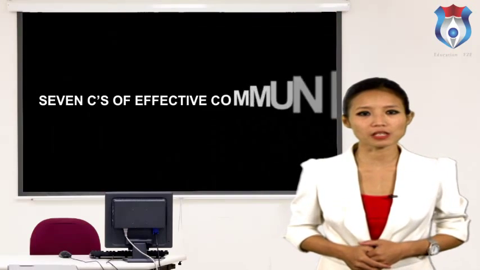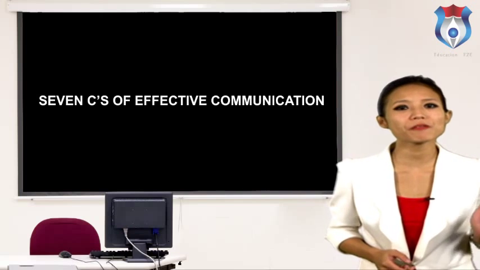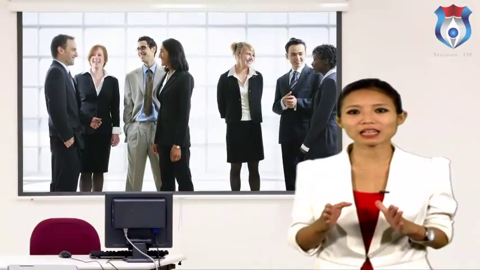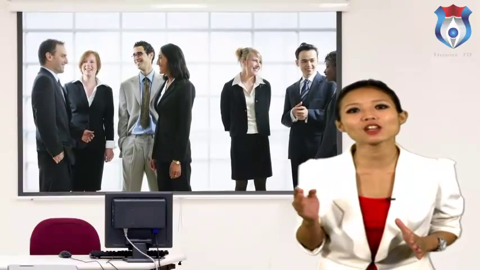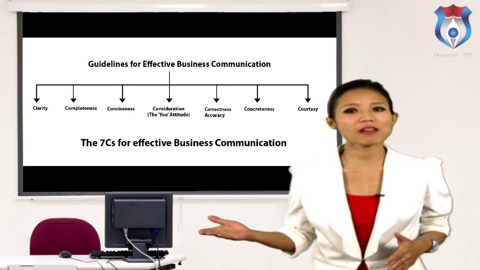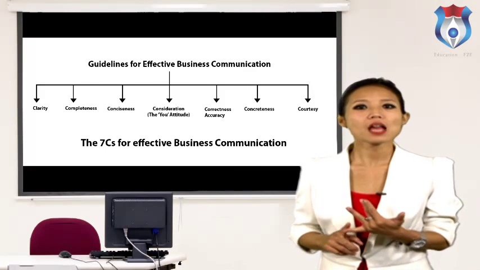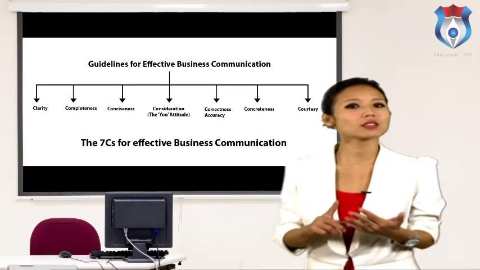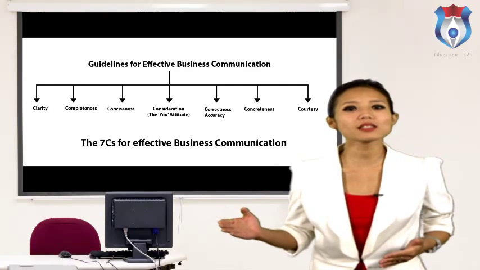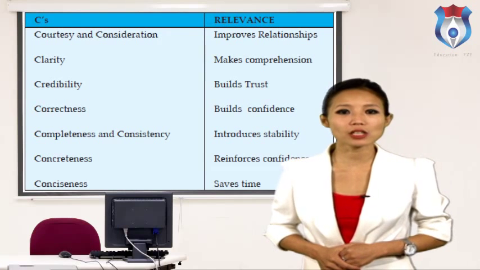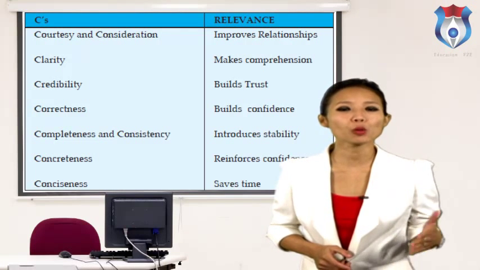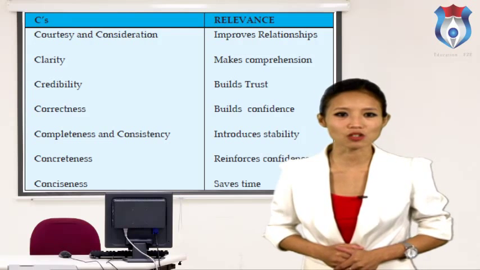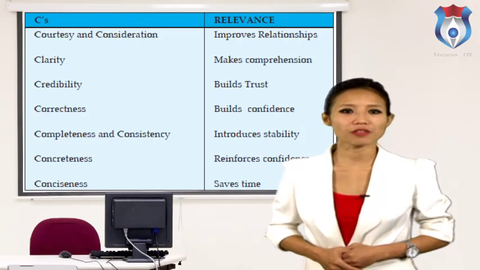7 C's of effective communication. To compose effective written or oral messages, you must apply certain communication principles. These principles provide guidelines for choice of content and style of presentation adapted to the purpose and receiver of your message. Called the 7 C's, they are completeness, conciseness, consideration, concreteness, clarity, courtesy, and correctness. These 7 C's of effective communication are also called Principles of Effective Communication. Let us talk about each one of them.